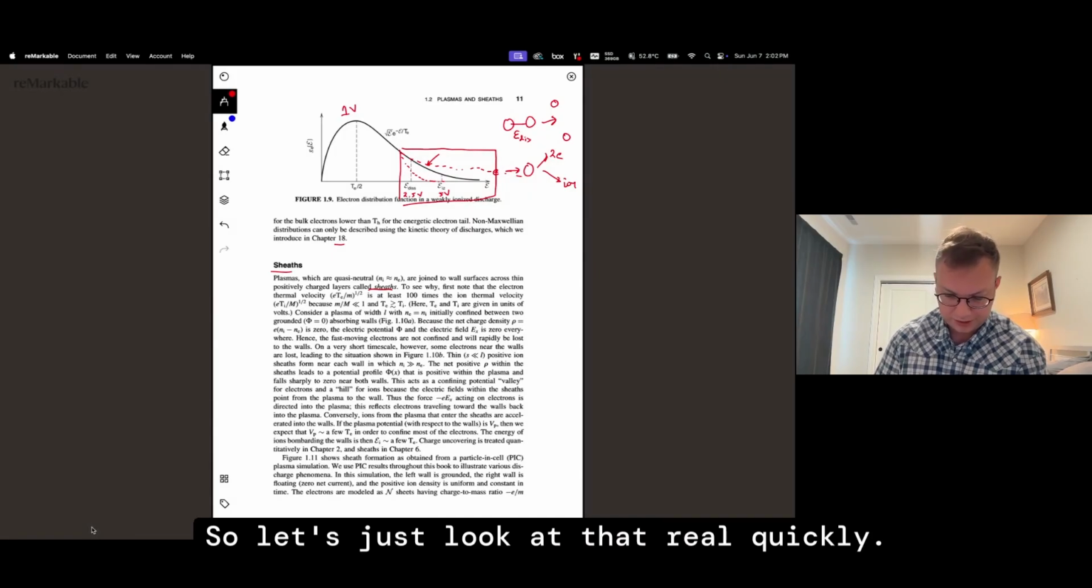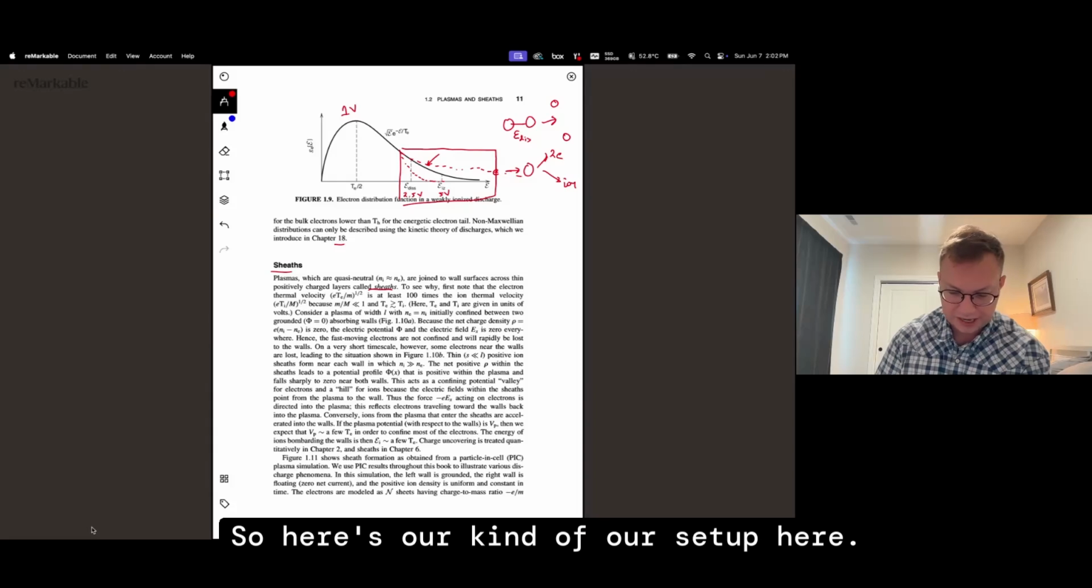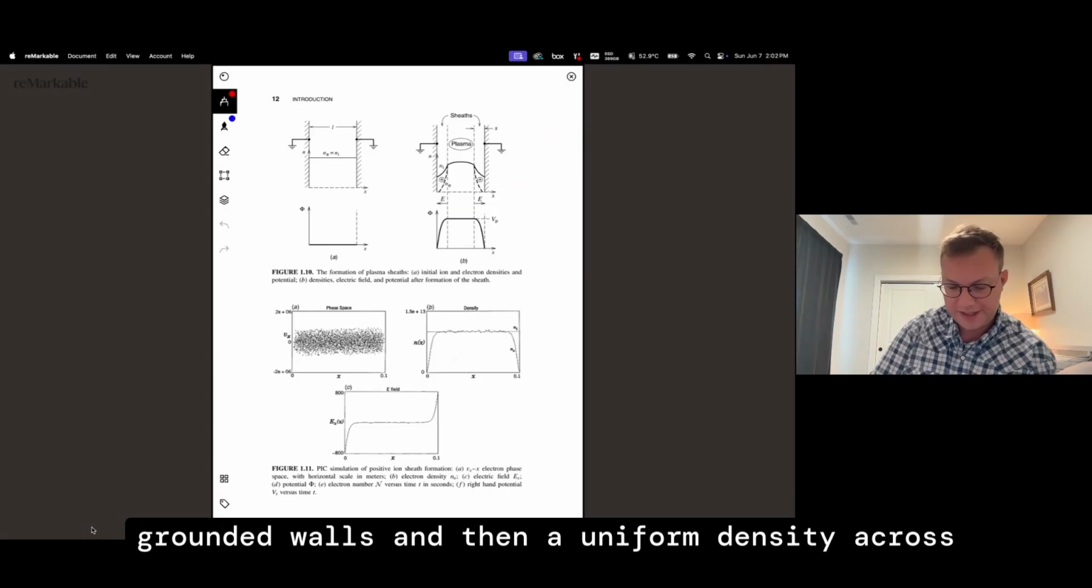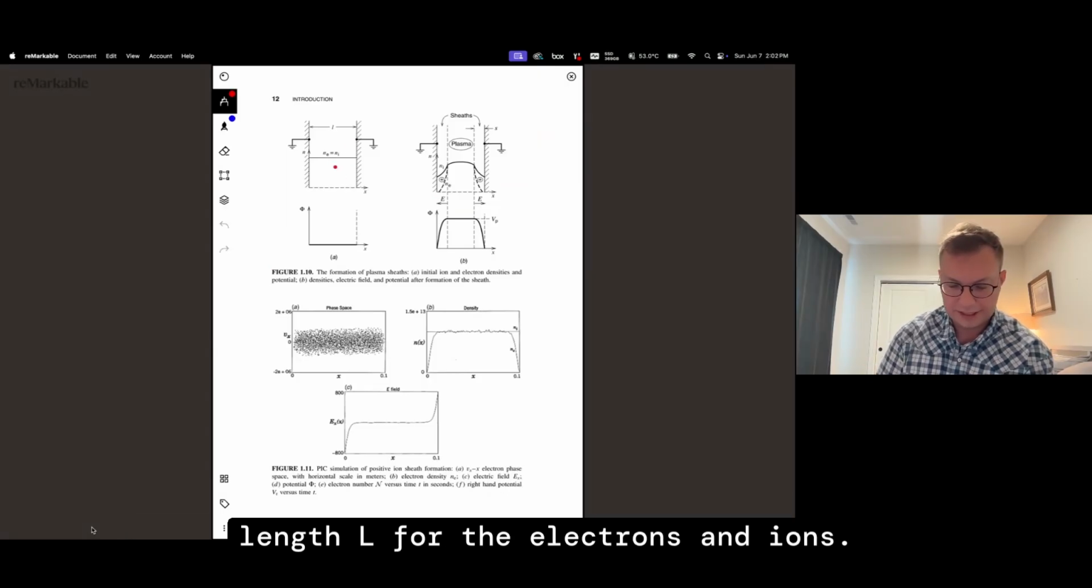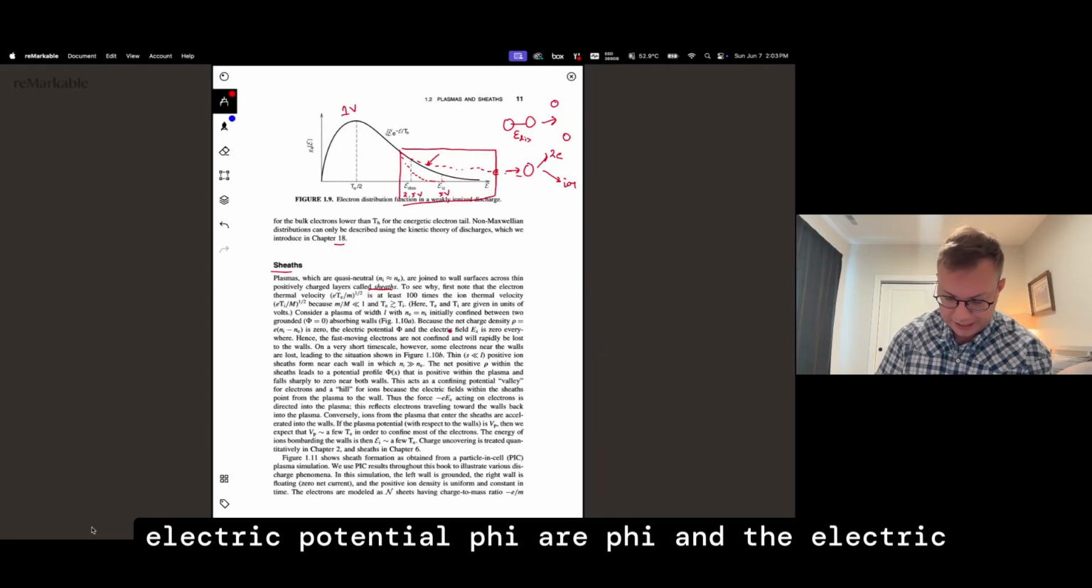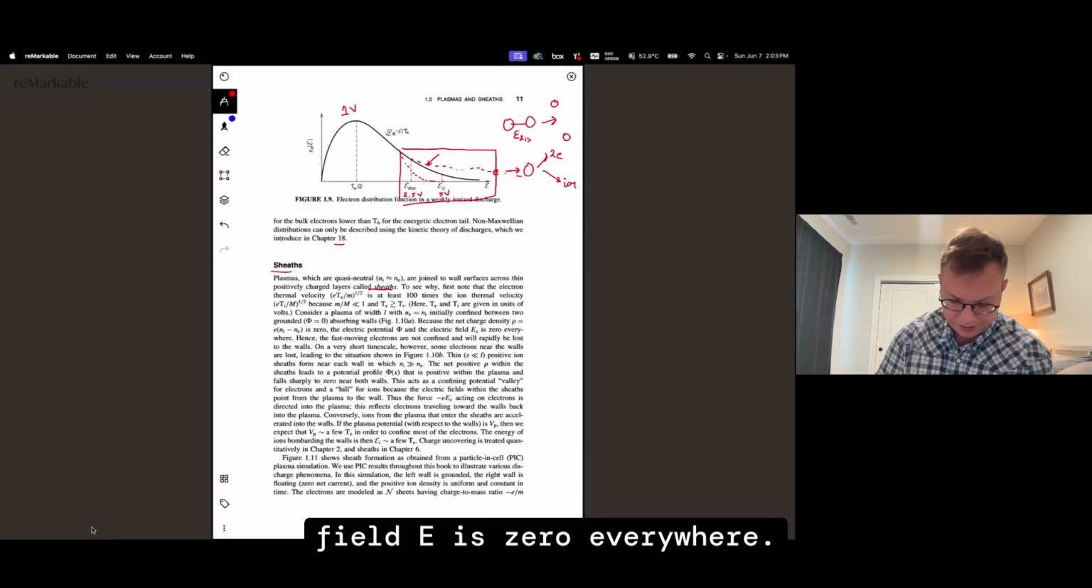So let's just look at that real quickly. So here's our setup here. We're going to start with the grounded walls and then a uniform density across length L for the electrons and ions. Okay. Because the net charge density is 0, the electric potential phi and the electric field E are 0 everywhere.